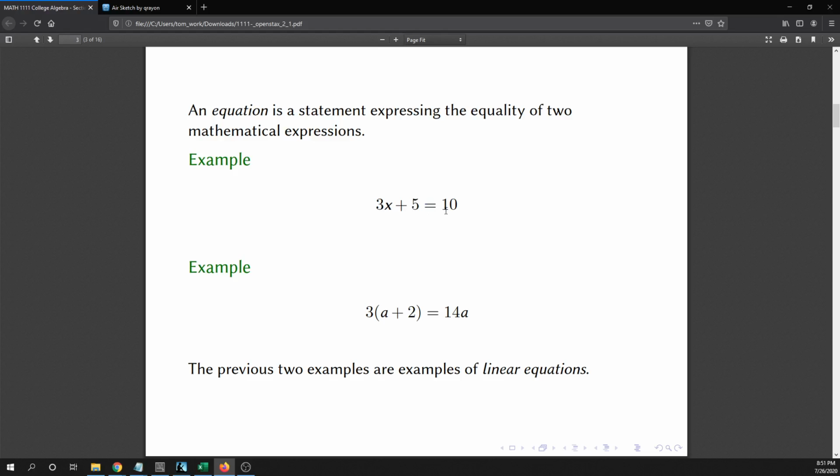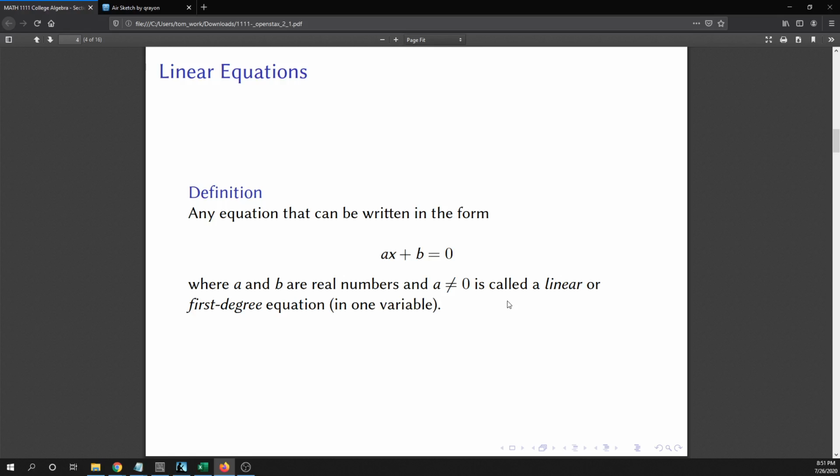So here's an equation, 3x plus 5 equals 10. And 3 times a plus 2 equals 14a. Okay, so these equations are both examples of what are called linear equations. A linear equation is just any equation that can be written in the form ax plus b equals 0, where a and b are real numbers and the number a is not equal to 0. So that's called a linear equation or a first degree equation in one variable. All right, so it's some number times x plus another number equals 0.